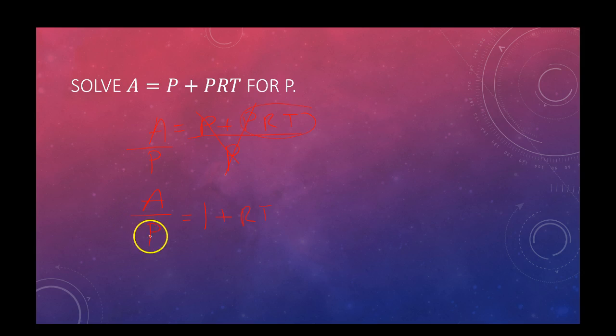Okay, so what I'm going to do is multiply by p to get this out of the denominator. And I'm going to multiply this side by p. Okay, so now I have this. Well, now if I divide this by that whole entire parentheses, I will come to my final answer. So that gives you a over 1 plus rt equals that p.